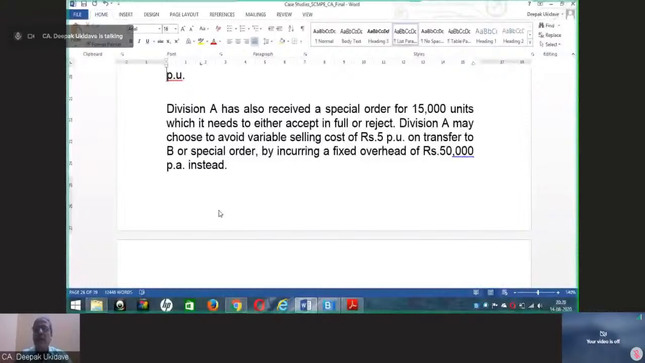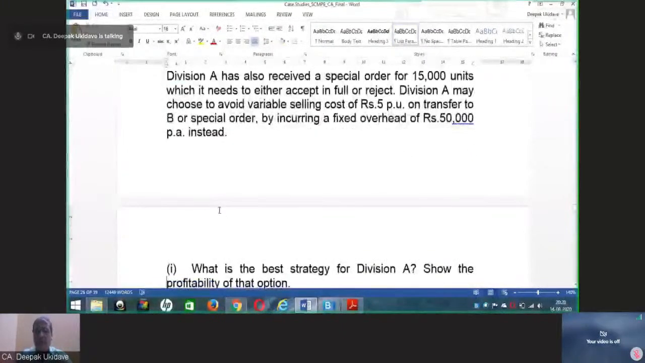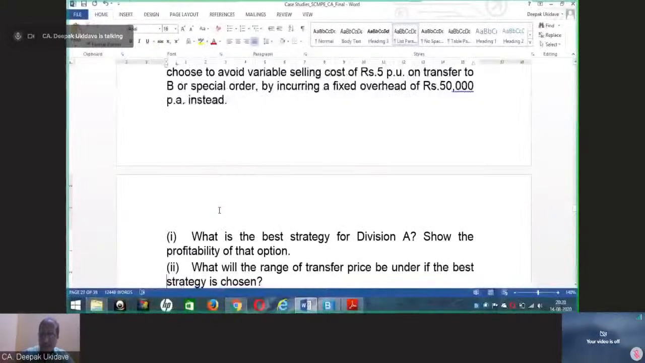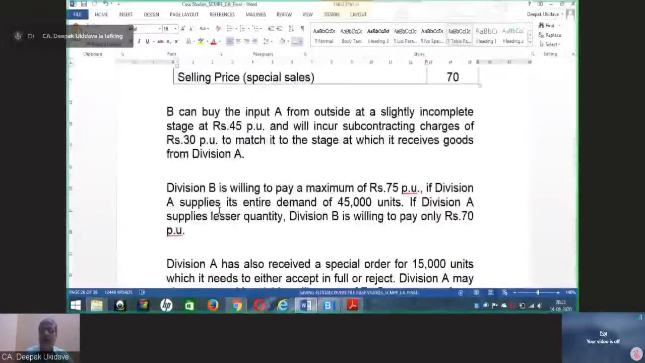Division B manager says, I am ready to pay 75 rupees provided you supply me fully 45,000. Otherwise, I'll pay only 70 rupees. Right? Division A manager is getting a special order of 15,000 units from the market, but that cannot be divided in piecemeal. It has to be catered in totality. That means either accept in full or reject. And of course, the special price is what you charge to this special customer also. And the difference of 10 rupees and 5 rupees varies.